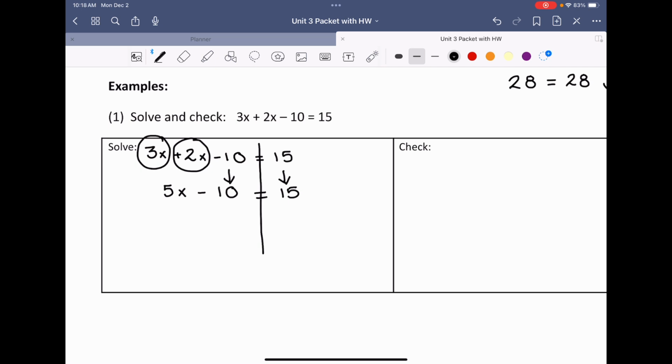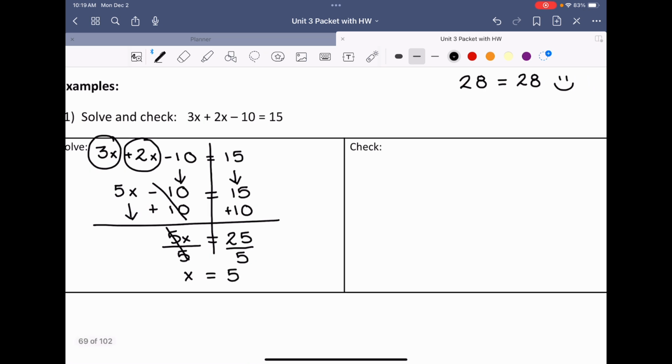Now I'm going to go ahead and solve. Constant moves first, so plus 10 on both sides. My 10's cancel. My 5x comes down. 5x equals 25. I have 5 times x. Opposite of multiplication is division, so divide by 5 on both sides. 5's cancel. X equals positive 5.